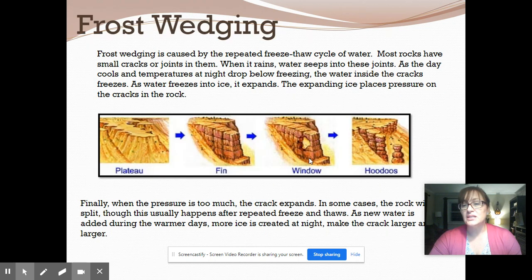Frost wedging is when you have a rock that has a little crack in it and water gets in there, and then it freezes and expands and it cools, expands and cools, expands and cools, and eventually the cracks will get bigger and bigger and bigger. So you start out with something like a plateau, and it just gets narrower and more cracked up, and eventually you have these little hoodoos, they're called.